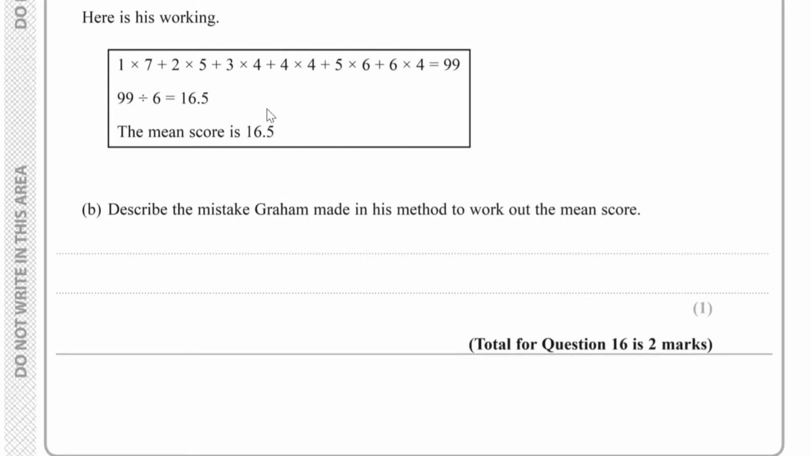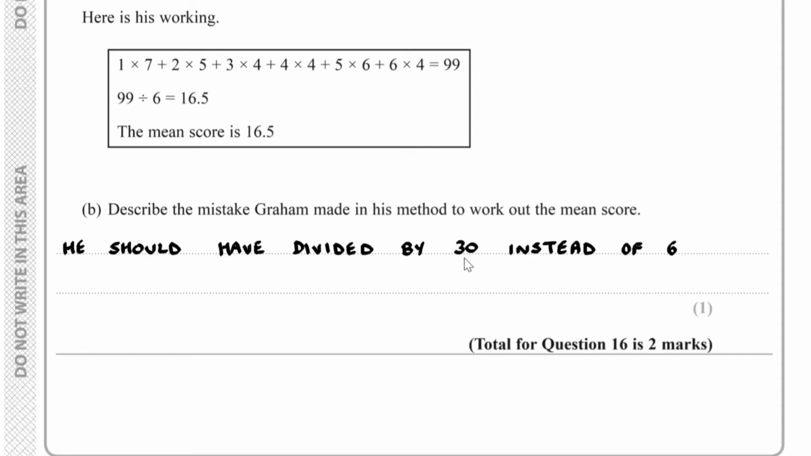numbers up correctly to get 99, and then he did 99 divided by 6, which is 16.5, and concluded that the mean score is 16.5. We have to describe the mistake Graham made in his method to work out the mean score. Well, we shouldn't be dividing by 6, we should divide by 30.